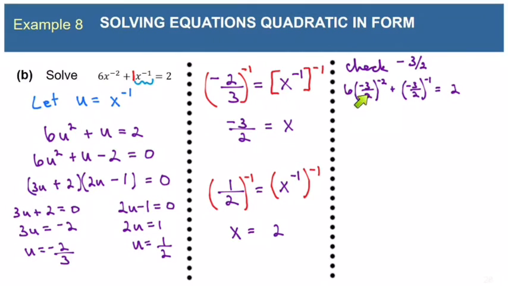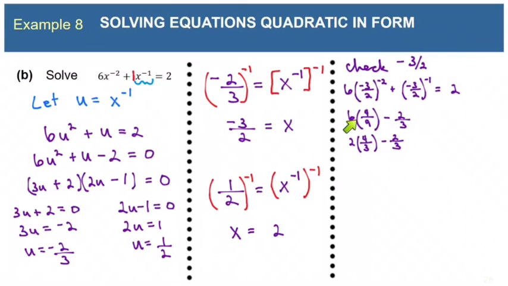Alright, negative 3/2 to the negative 2 power, it's going to flip it over and square. So when you flip this over and square it, you get 4/9. And when you flip this over, you get 2/3. It was negative, so I've just put my minus sign here, and that's supposed to equal 2.